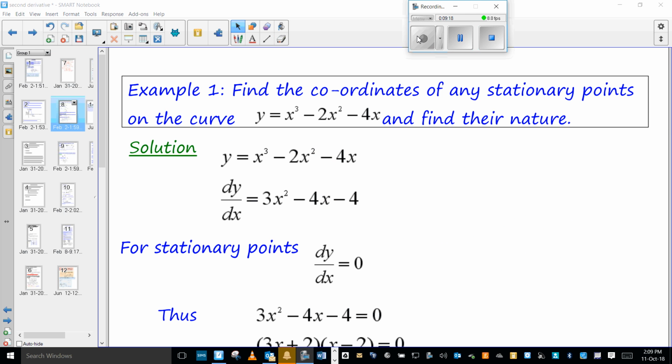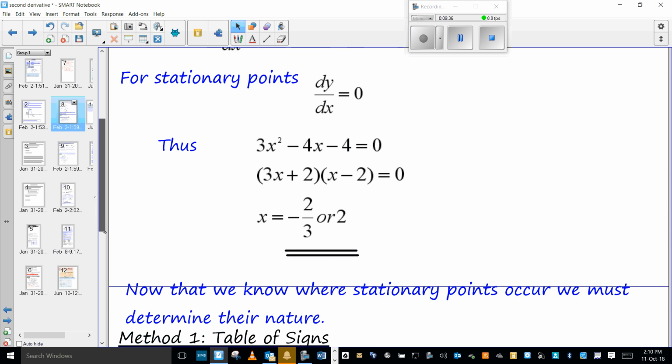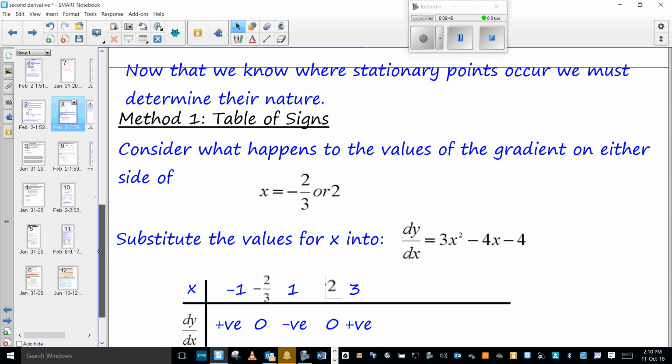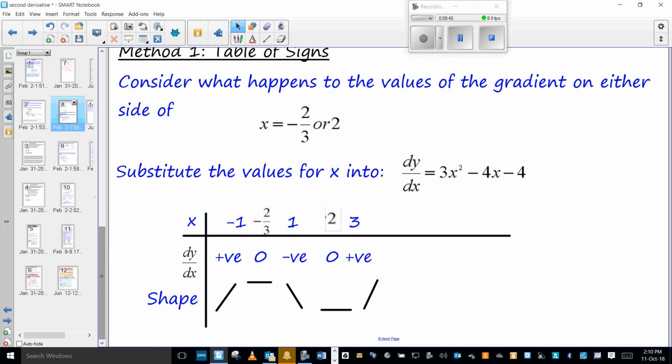Here are some more examples. We don't write anything, thankfully, it's all written there for you. Find the coordinates of any stationary points on that curve. So we've differentiated it, put it equal to 0, factorized it, and got our 2 solutions. Now we're finding the nature. Here we've got our table of values. We know that at those 2 positions it's 0. Here it's positive, negative, positive, so it must do that.